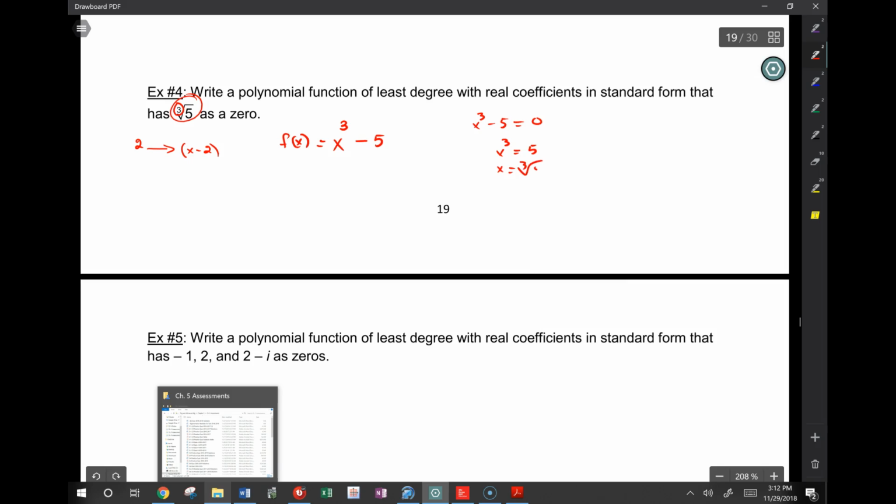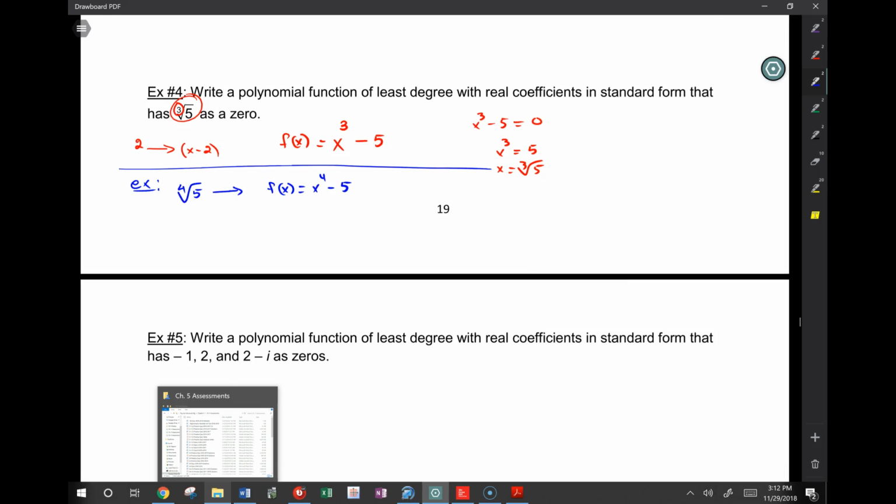Does that, if I were to solve this, give me the right 0? Yeah. So, suppose the 0 wasn't cube root of 5. Suppose the 0 was 4th root of 5. What would you do then? x to the 4th minus 5. Suppose it was negative 5th root of 2.